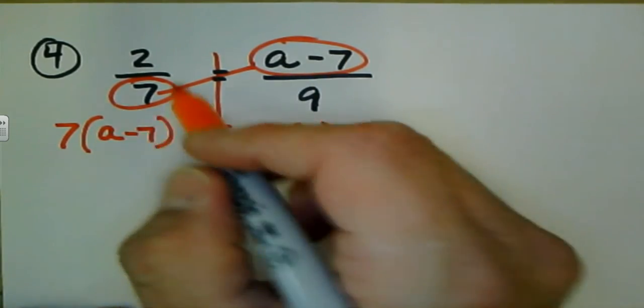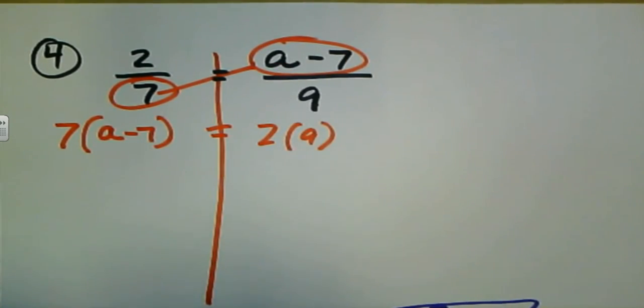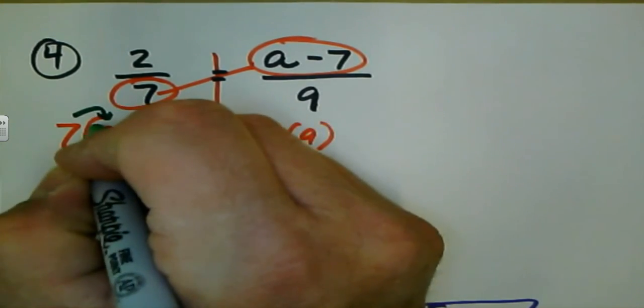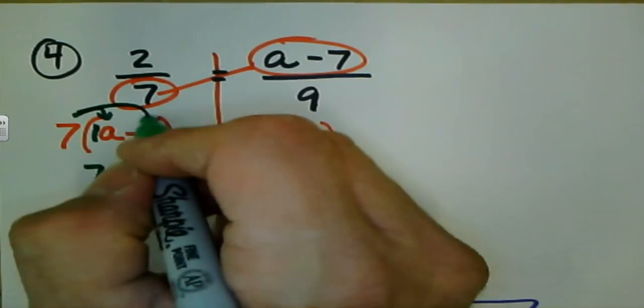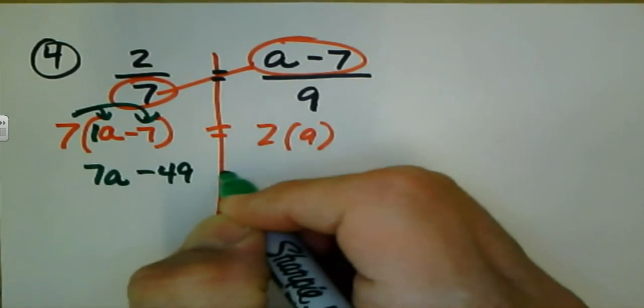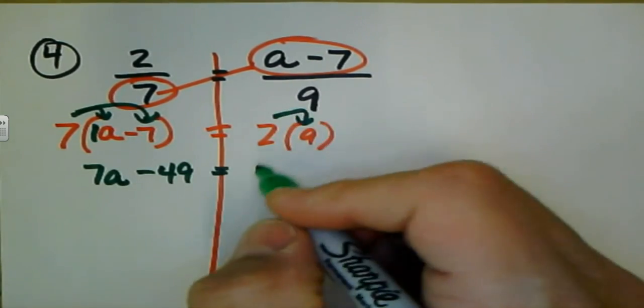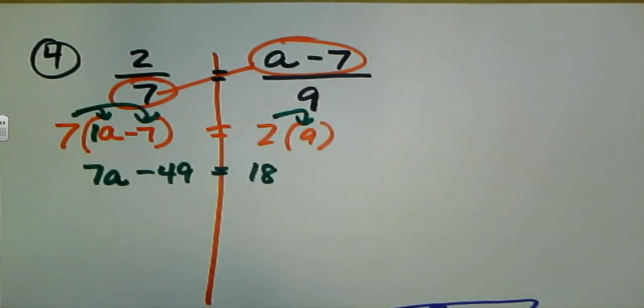I'm telling you, it's going to help to put those circles in the line around. It doesn't take much more to do it. And you can clearly see it, you won't make a mistake. 7 times 1, 7, and 1a to add. 7 times negative 7, negative 49. And 2 times 9, 18.